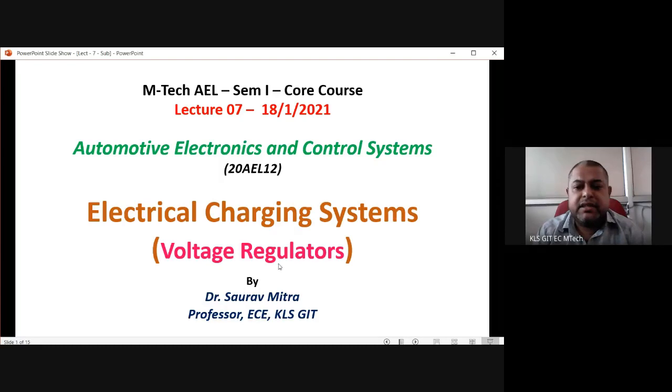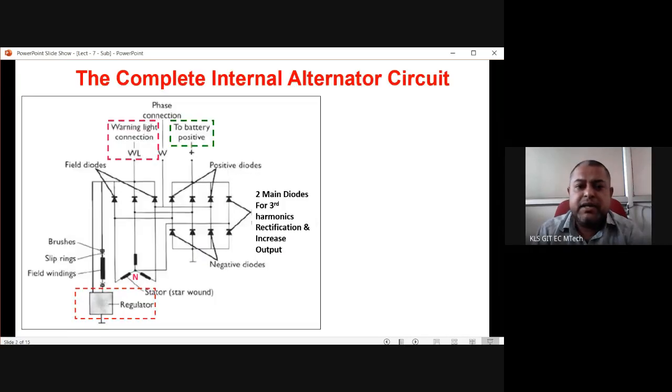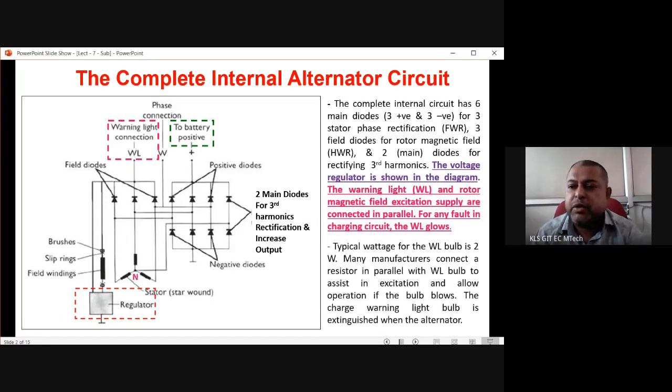So after the voltage rectifiers, we entered the domain of voltage regulator. Today we'll complete the voltage regulator part plus some other different types of alternators we will see, and we'll conclude this second topic of module 1 today itself. I have given the name of the topic as voltage regulator, but we will start with this complete internal alternator circuit, a very important concept, a very important question for the exam for 10 marks. So very briefly, in 2 minutes, I'll tell you what it is all about.